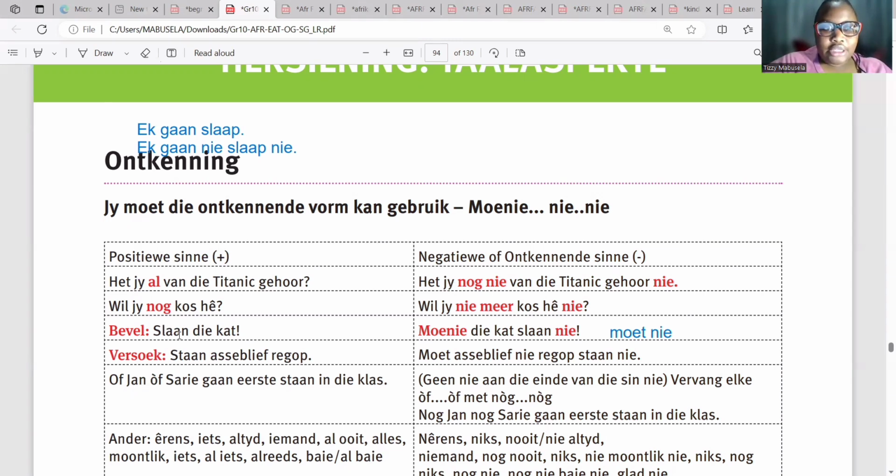Let's look at another example. Wil jy nog kos hê? Wil jy nie meer kos hê nie? So the negative of nog is nie meer. So if you have a bevel, so you're instructing someone to do something, slaan die kat, moenie die kat slaan nie. And here I wrote some extra notes for you that you can write moet nie or you can write moenie. So moenie and moet nie are almost like synonyms that we use.